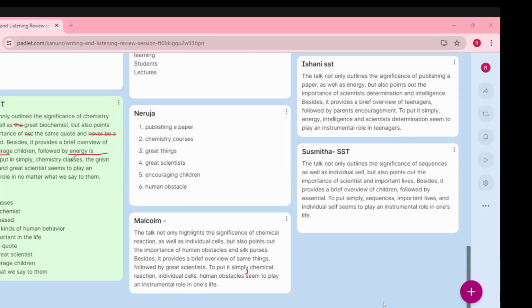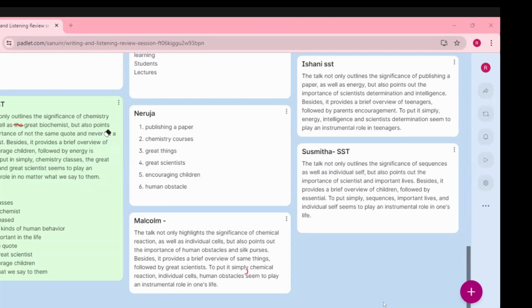So to put it simply, chemistry classes, the great biochemist, great scientists seem to play an instrumental role in no matter what we say to them. This is wrong, right? You have to recognize the correct topic for the lecture. If not, you can use the safe chunk, which is one's life one. Yes, okay. Yes.